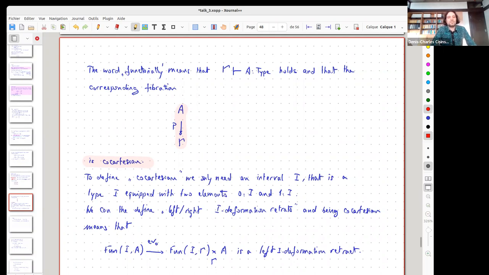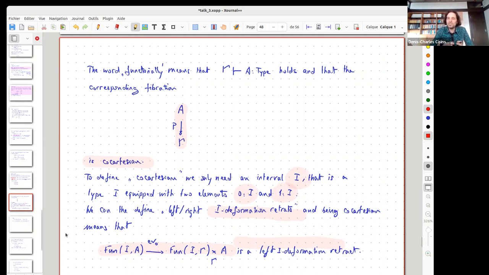And then, of course, what we have seen is that if you have an interval I with two elements zero and one, then you can define what is a deformation retract. And therefore, you can define what is a left deformation retract, and therefore define what is a notion of co-Cartesian fibration with respect to the interval. For any interval, you can do that.